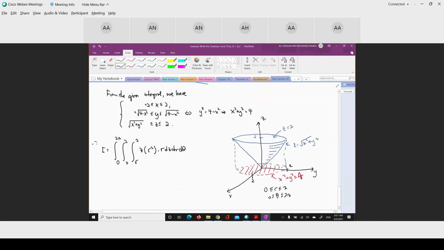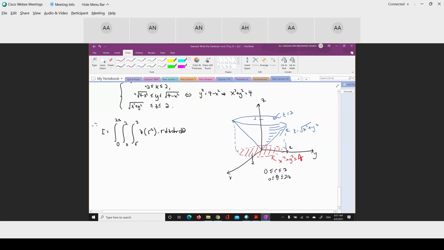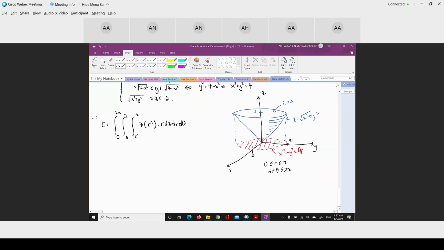So this is the setup of the triple integral in terms of the cylindrical coordinates. It is a lot easier, with a much simpler form compared to the given triple integral in Cartesian coordinates. So we integrate first with respect to z.